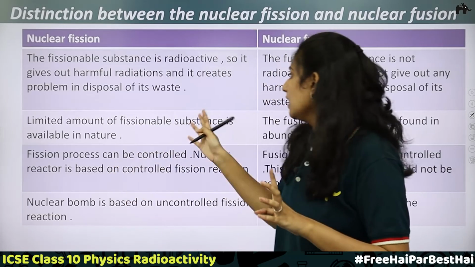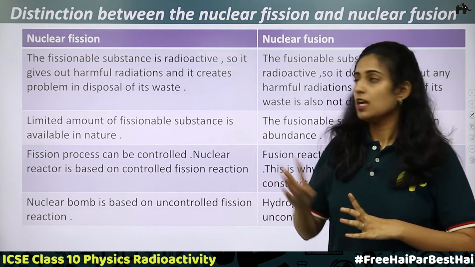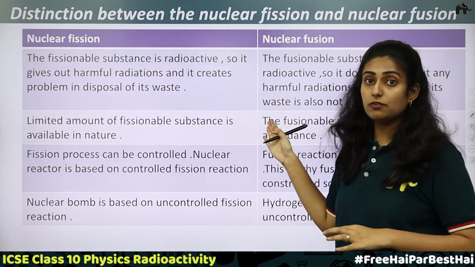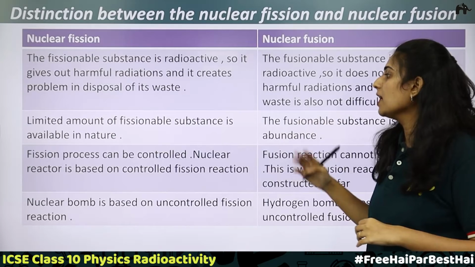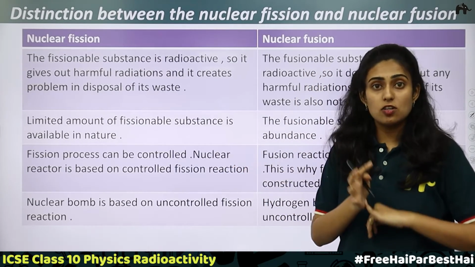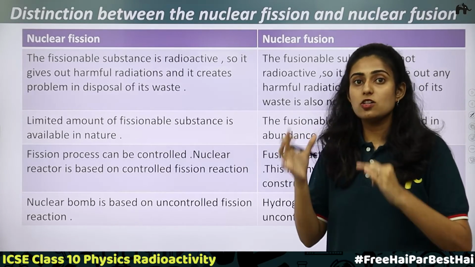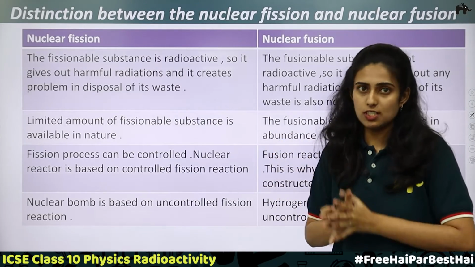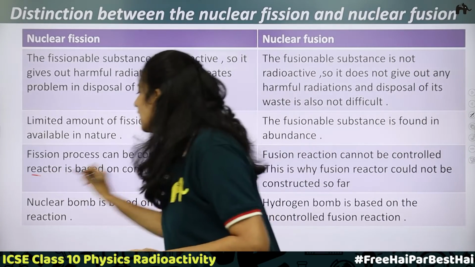Okay. Next point, a limited amount of fissionable substances is available in nature. But when you compare it to fusionable substances, the fusionable substances are in abundance. Next, the fission process can be controlled. We have studied controlled chain reaction. So using moderators and cadmium rods, we can control a fission reaction. This principle is used in a nuclear reactor.